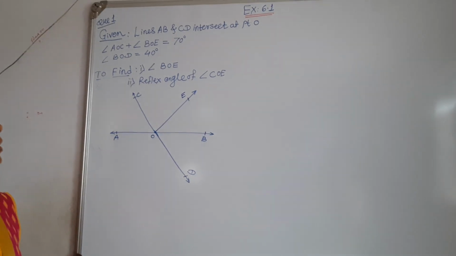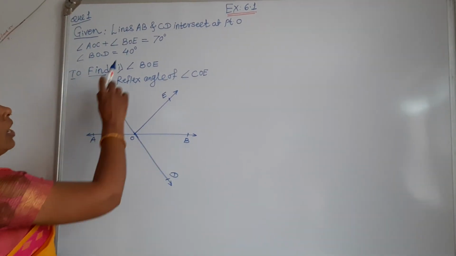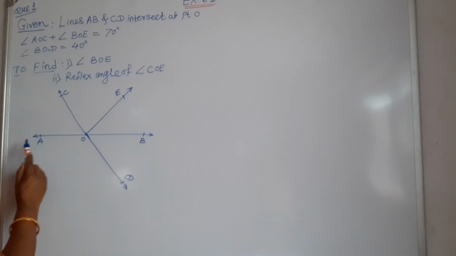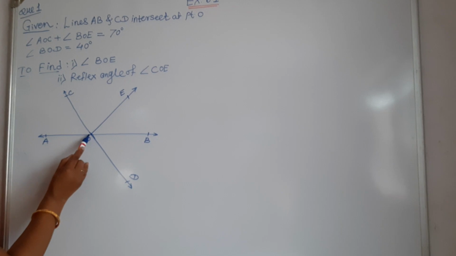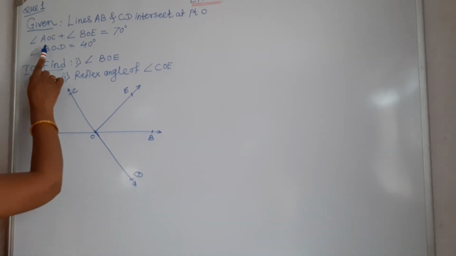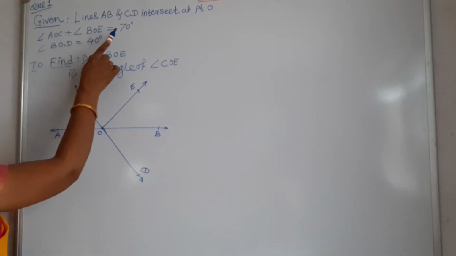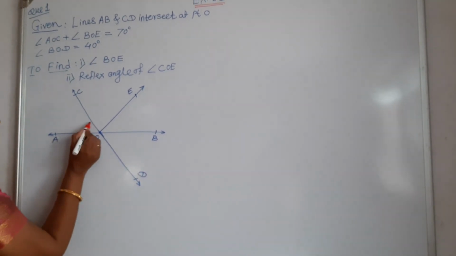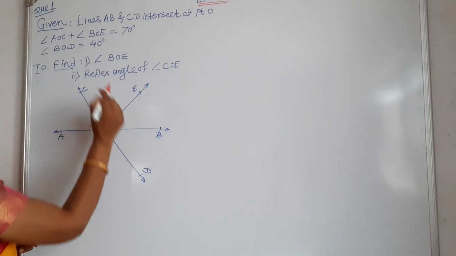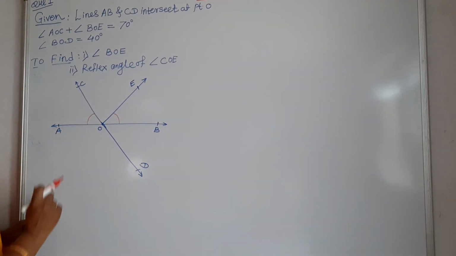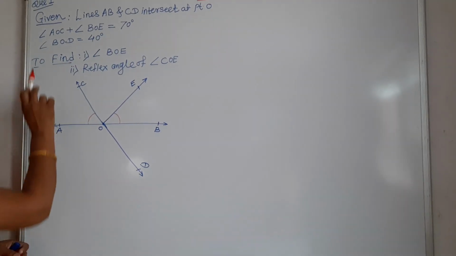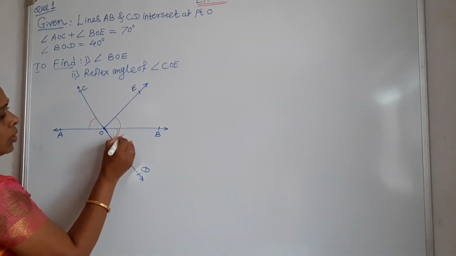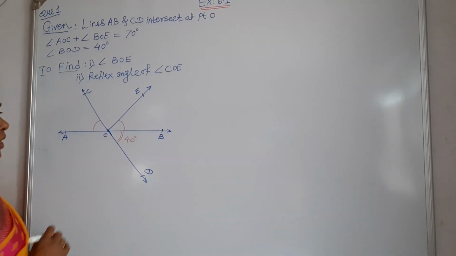Now here these are the given things. Line AB and CD intersect at point O. As per the given things we draw the lines AB and CD intersecting at point O. Again, one more given thing: angle AOC plus angle BOE is equal to 70 degrees. Here the sum of two angles, angle AOC and angle BOE, is given. The sum of these two angles is 70 degrees, and angle BOD is equal to 40 degrees, meaning the measure of this angle is 40 degrees, which is given separately.